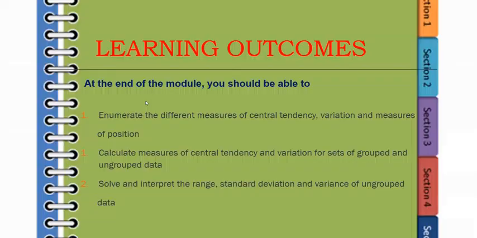Okay, so for this afternoon, at the end of this week, you should be able to enumerate the different measures of central tendency, dispersion, and the different measures of relative position. You should be able to enumerate and compare these different measures, and then you should be able to calculate or solve problems that involve the measures of central tendency and dispersion for sets of grouped and ungrouped data. But we'll just focus in our discussion this afternoon on ungrouped data. Then solve and interpret also the range, standard deviation, and variance of ungrouped data. That's repeated already.